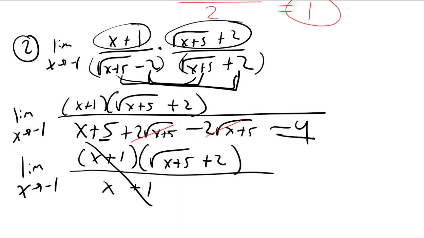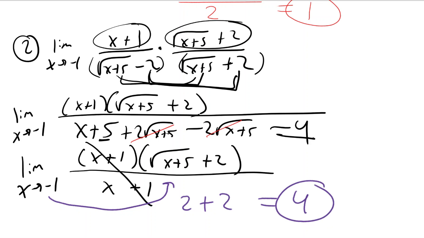plug in? Well, first you put a 1 at the bottom, right? Or it's just 1, it's understood. You could put it over 1, but there's no need to. Okay, and then you plug in negative 1. So do direct substitution again. Negative 1 plus 5 is 4. And then the square root of that is 2, plus 2 equals 4. There you go.